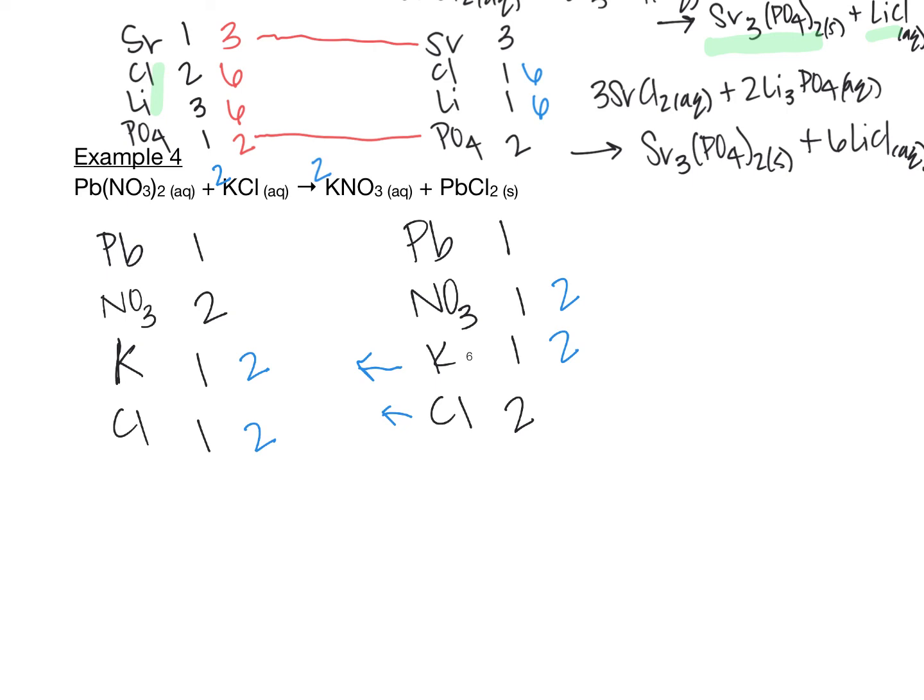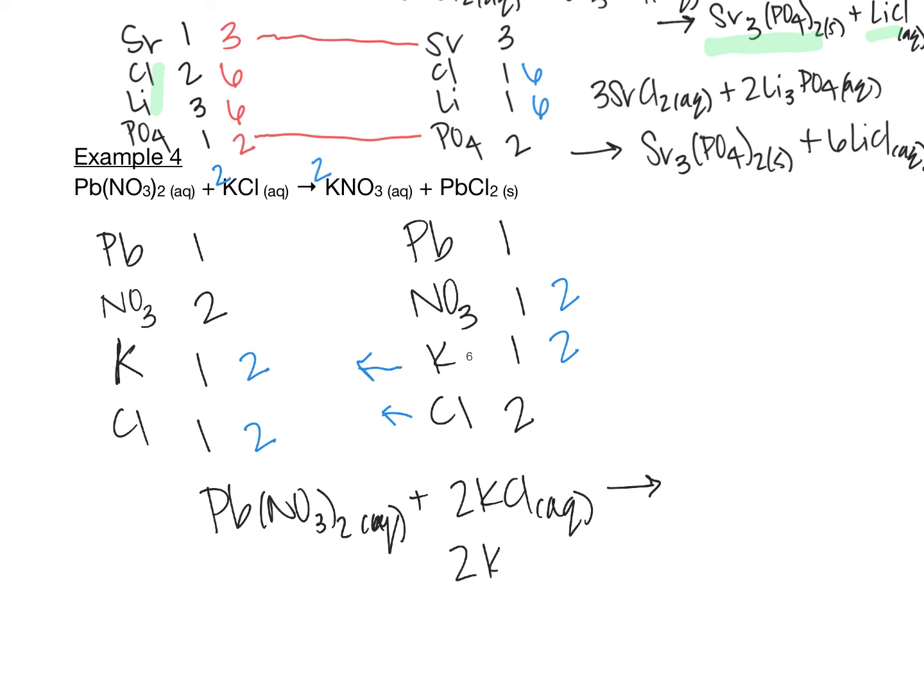So we can just rewrite our balanced chemical equation. So we have lead 2 nitrate, aqueous, plus 2 potassium chloride, aqueous. And that gives us 2 potassium nitrate, aqueous, plus lead 2 chloride, solid. And so when we look at this, we can see that this equation balances as well.